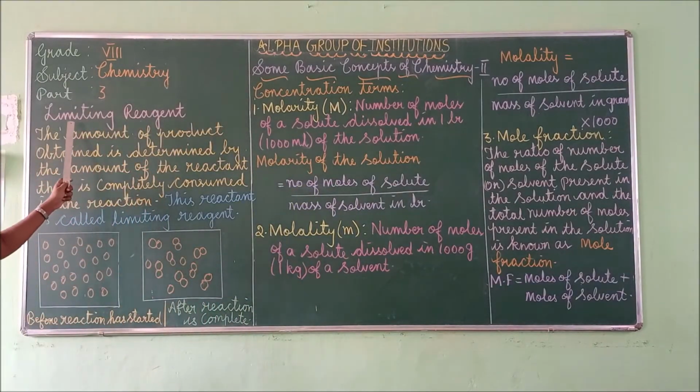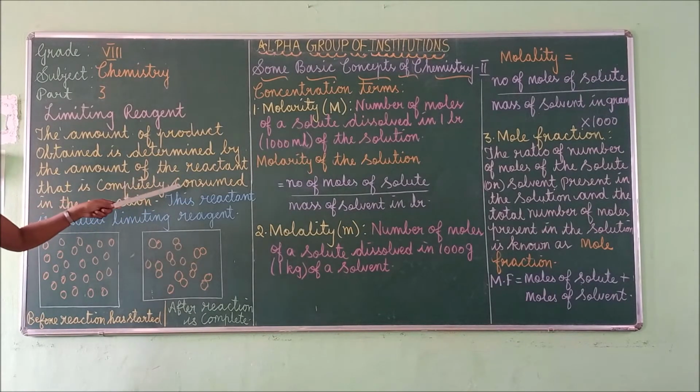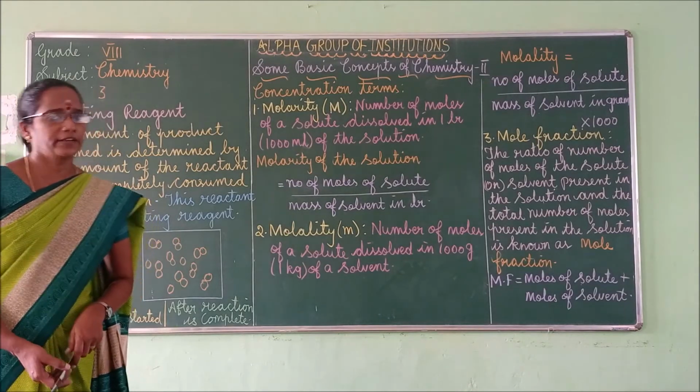See the definition. Limiting reagent is defined as: the amount of product obtained is determined by the amount of the reactant that is completely consumed. This line is very important. If it is completely consumed in the reaction, then this reactant is called the limiting reagent. I repeat again, the amount of product obtained is determined by the amount of the reactant that is completely consumed in the reaction; it is called the limiting reagent.